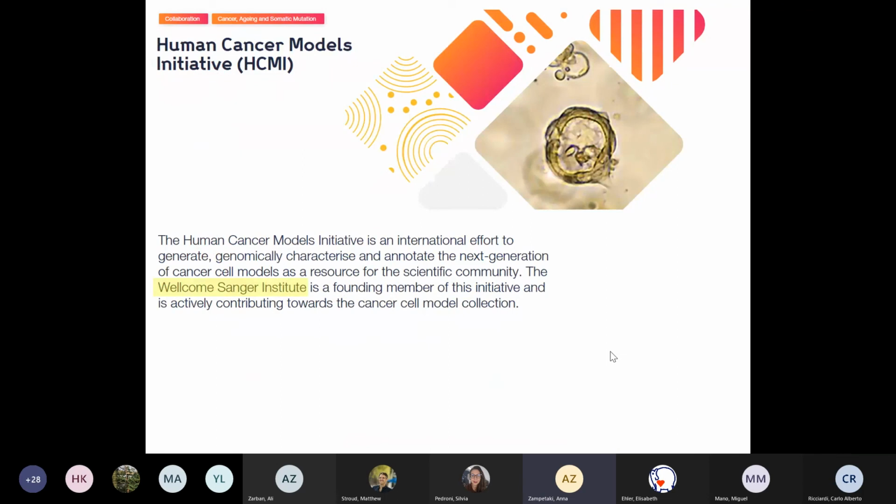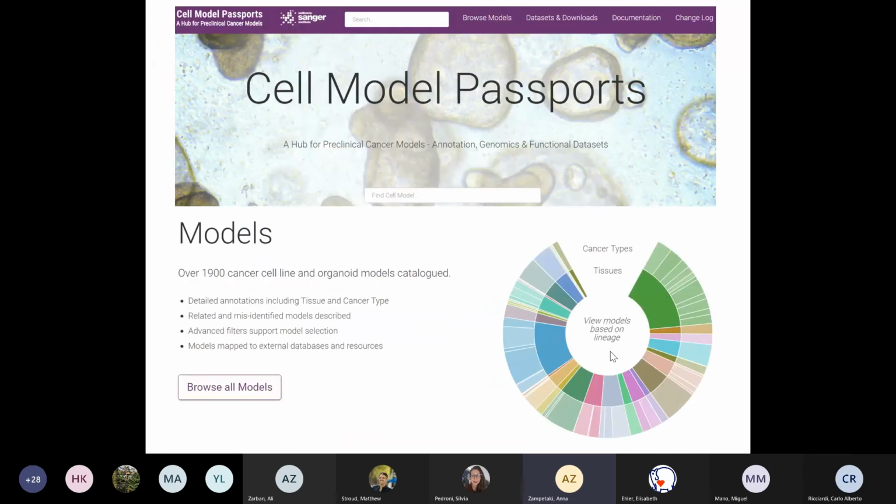There is also the Human Cancer Models Initiative, and the Wellcome Sanger Institute from the UK is also part of this initiative. In this case, again, we have a vast collection of cancer cell lines and organoid models. They issue what they call cell model passports, where you actually have genetic information and at the same time a phenotypic characterization. So all that will hopefully lead to better screening and a more personalized approach to medication.